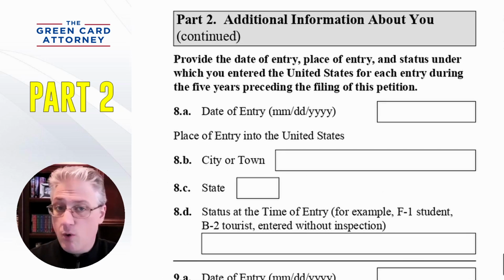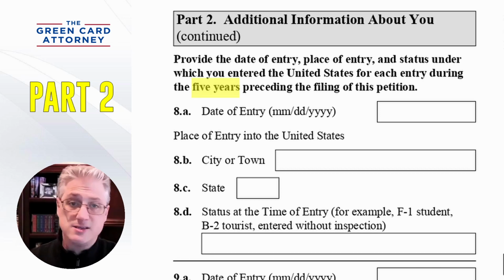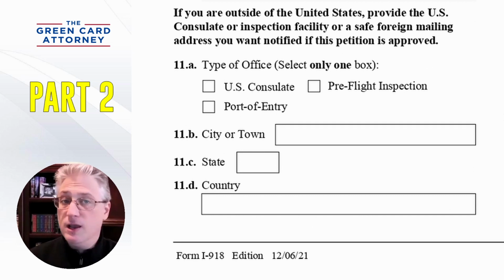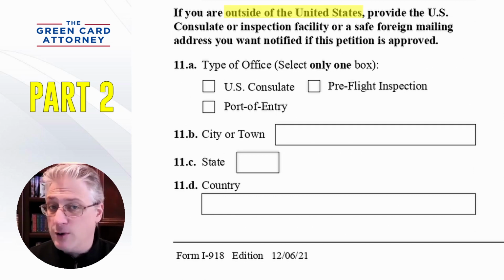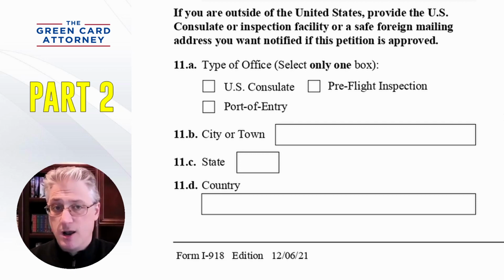Let's continue with more of the second part of this form. On page 3, part 2, number 8 asks about your entries to the US for the last 5 years. They ask date, place of entry, state, and status in which you entered. Question 11 is for people applying for this visa while outside the United States. Here you should enter the address of the office where you'll be processing your visa. It's usually the closest embassy or consulate to where you live.